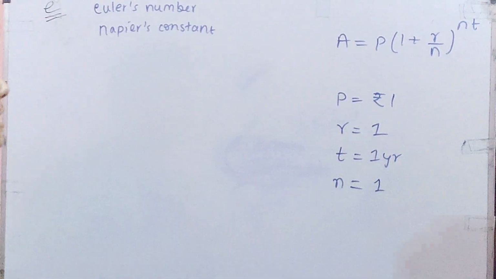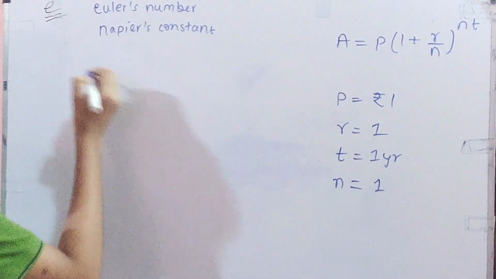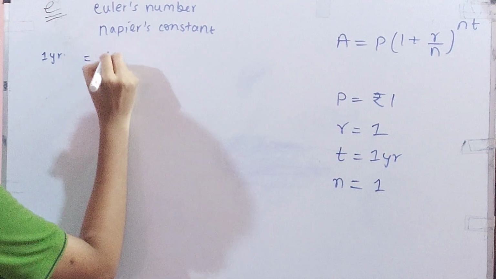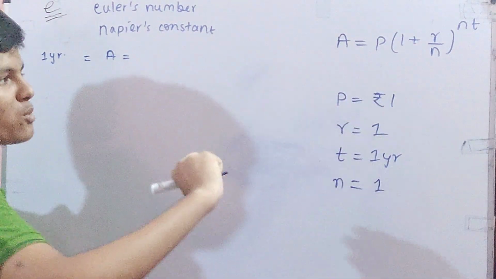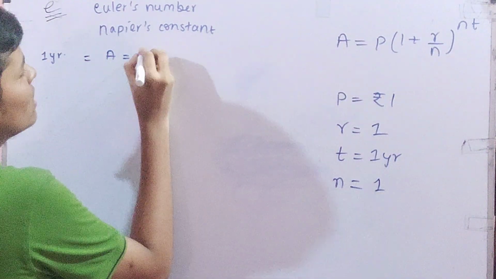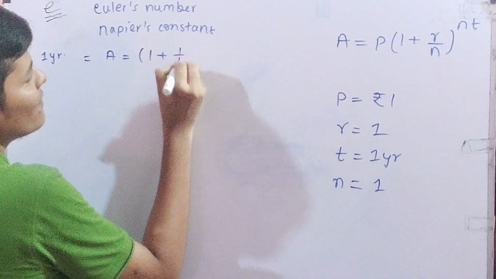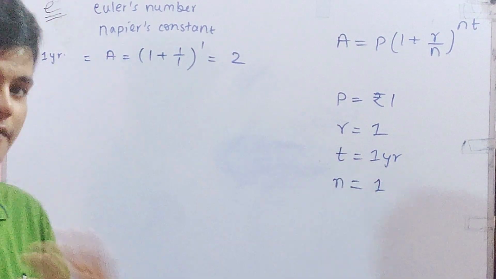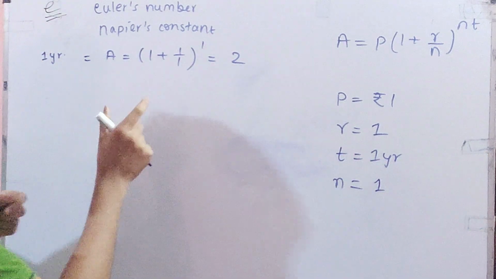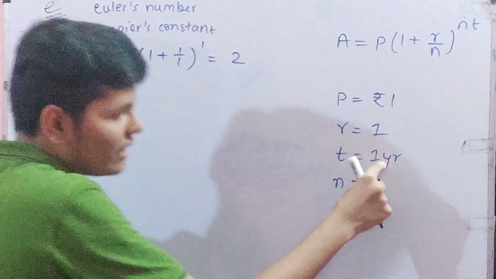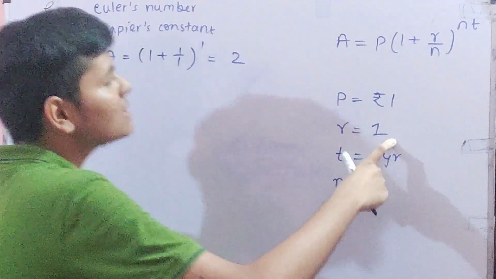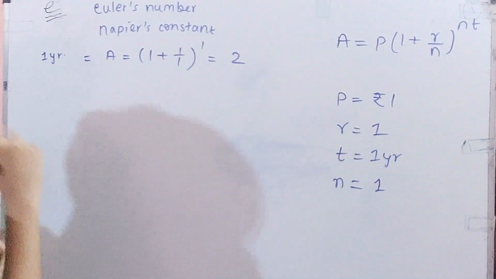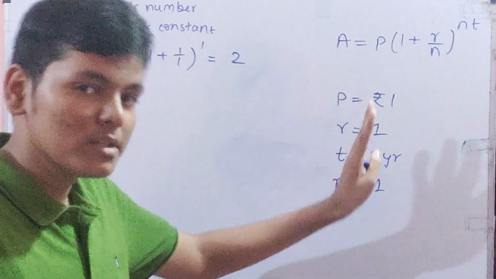Let us say we have to calculate the interest for 1 year. Then we get A equals P, which is 1, R is 1, so it will be 1 plus 1 by 1 to the power 1. That is 1 plus 1, which is 2. Very basic, very common: if you have 1 rupee for 1 year at a rate of 100% interest, then you will get 2 rupees at the end of the year. That is correct.